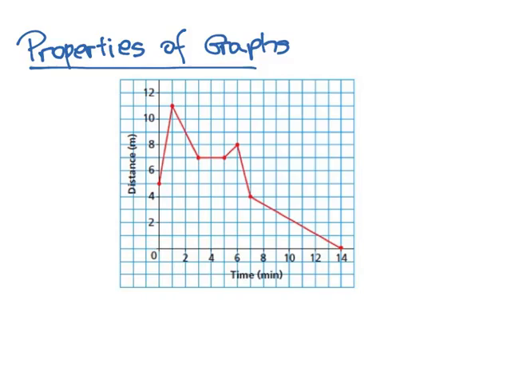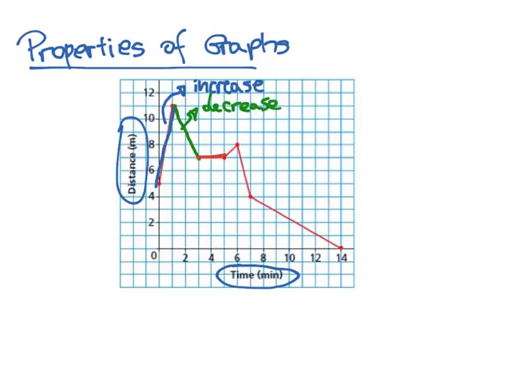Let's talk about some properties of graphs. The following graph is a distance-time graph. Why is it called a distance-time graph? Because of the labels. And let's explain what occurs at all of these line segments. The first segment, right here, shows an increasing value of distance. The next segment shows a decrease. That means distance is getting smaller.